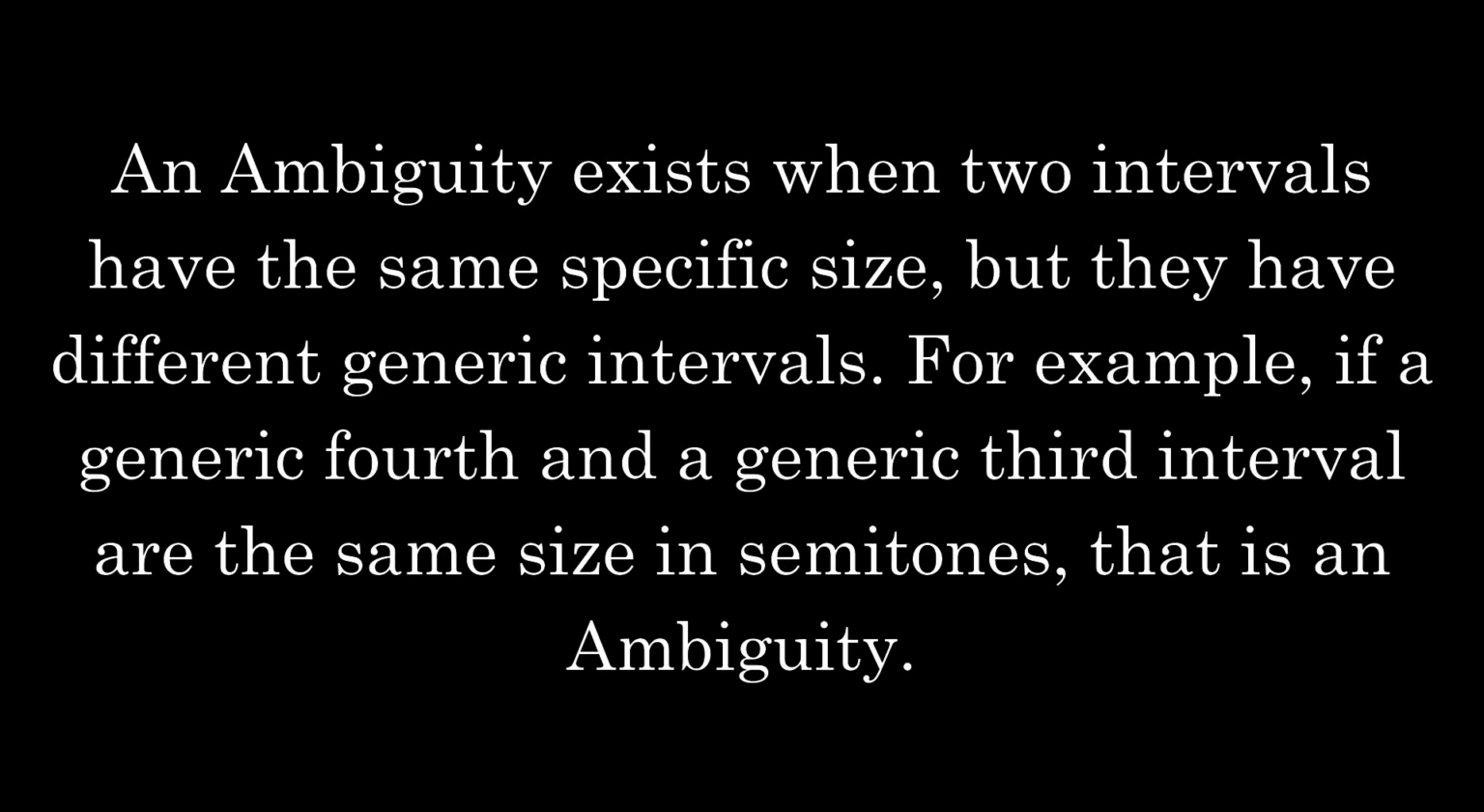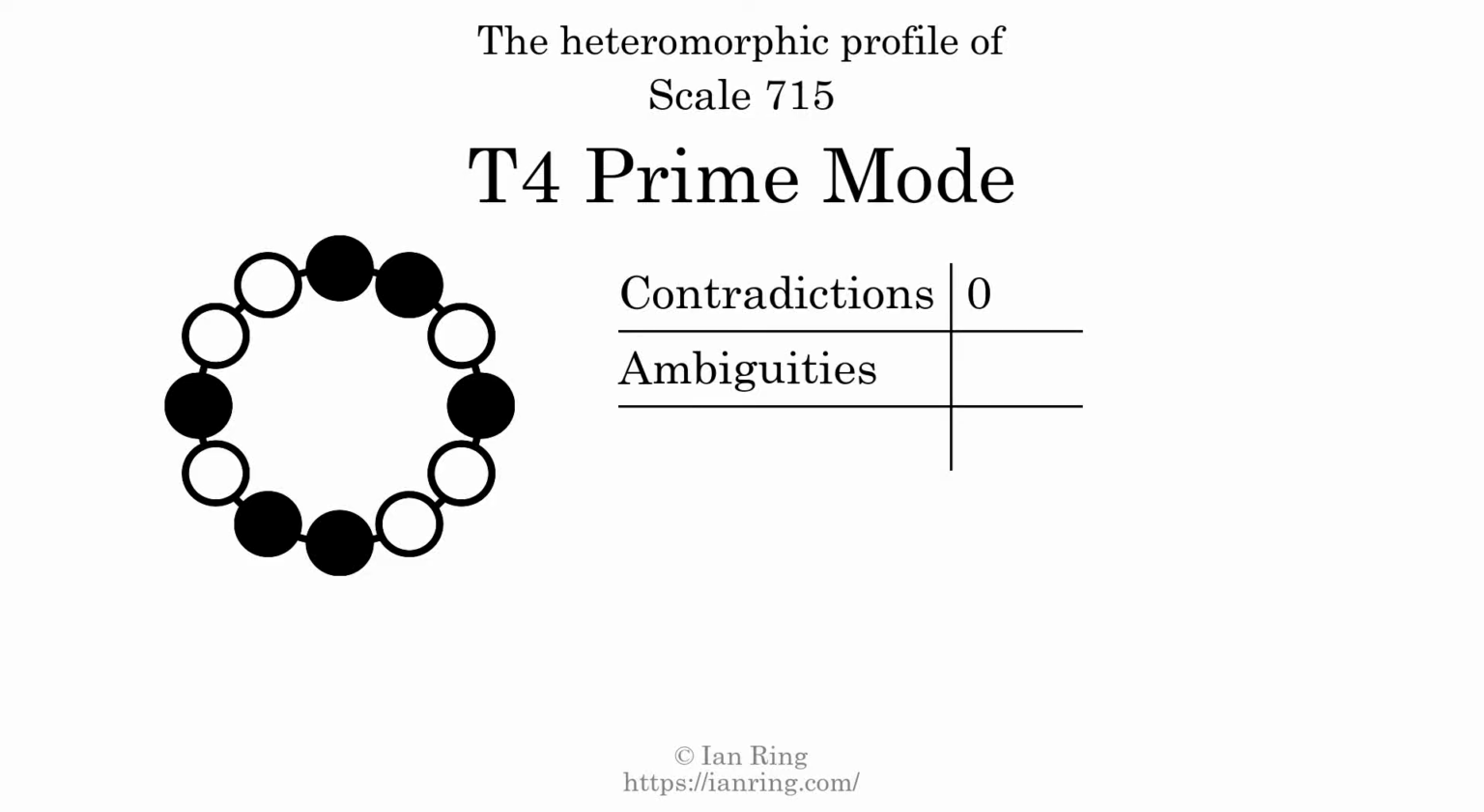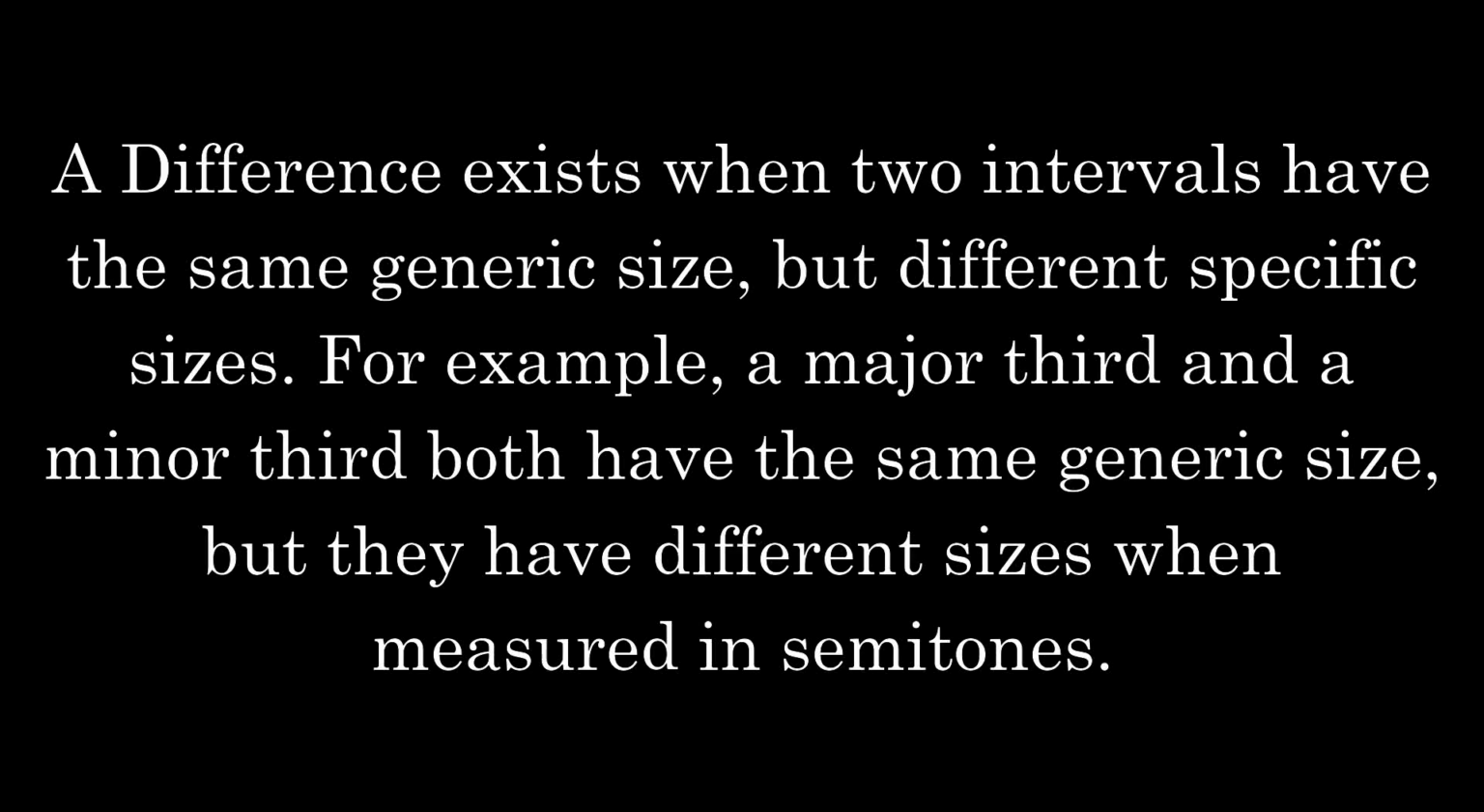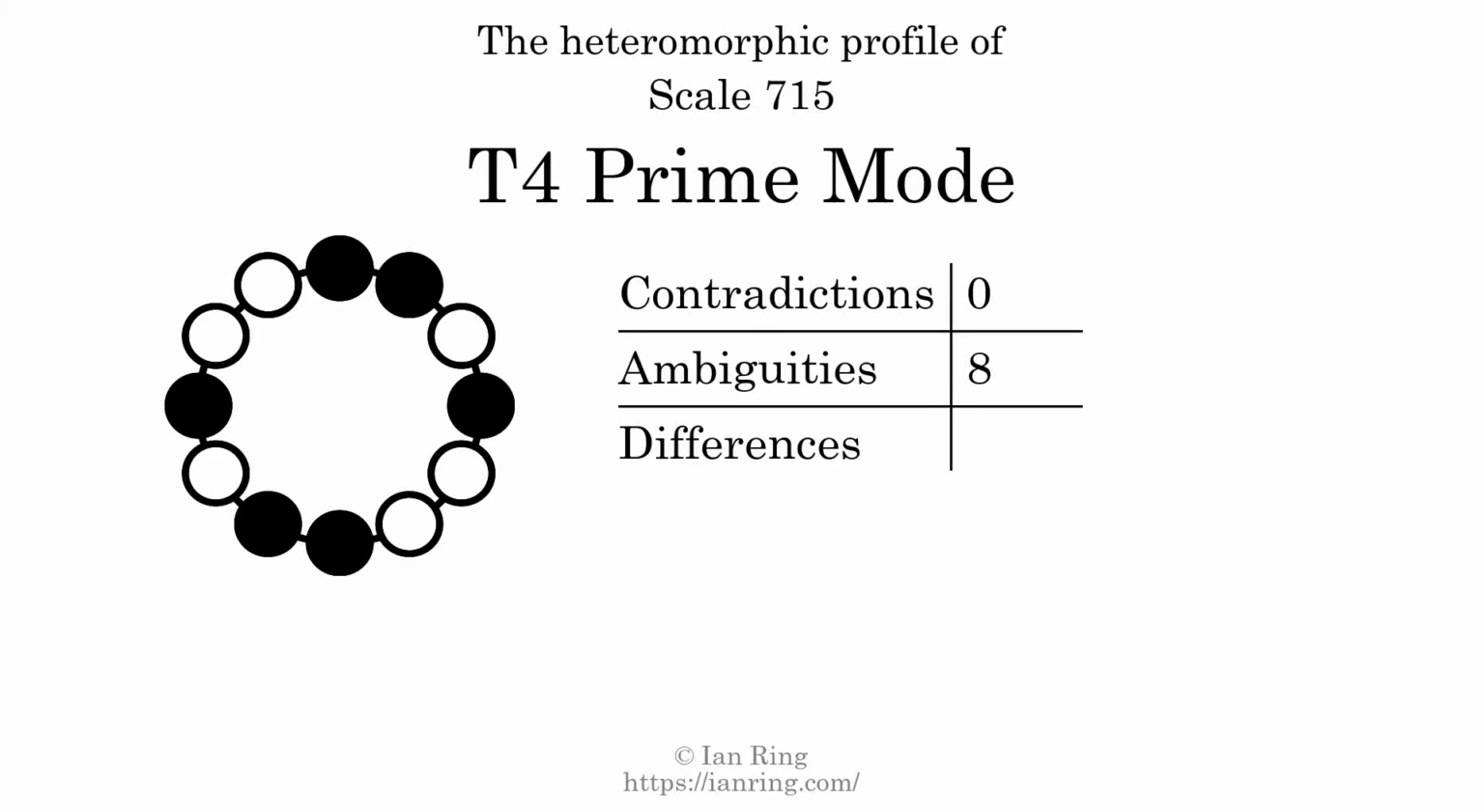An ambiguity exists when 2 intervals have the same specific size, but they have different generic intervals. For example, if a generic fourth and a generic third interval are the same size in semitones, that is an ambiguity. The number of ambiguities in this scale is 8. A difference exists when 2 intervals have the same generic size, but different specific sizes. For example, a major third and a minor third both have the same generic size, but they have different sizes when measured in semitones. The number of differences in this scale is 48.